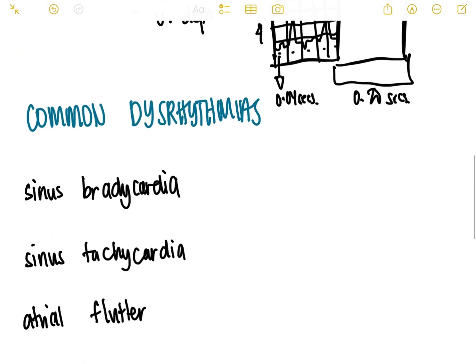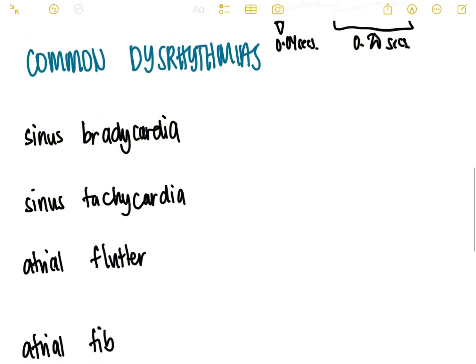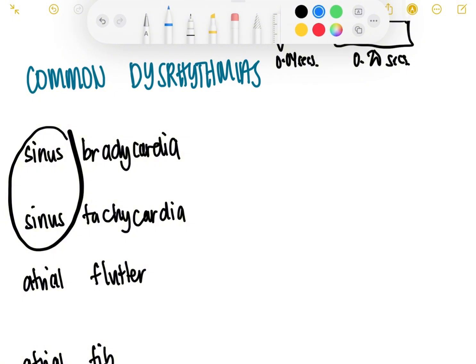Now, let's talk about the common dysrhythmias or arrhythmias or irregular heart rhythm. So, first, we have sinus bradycardia and sinus tachycardia. Okay, bakit pareho silang sinus? Ano bang ibig sabihin ng sinus? When we say sinus rhythm, this basically means normal rhythm. Okay? Normal ang rhythm. So, in here, you have sinus brady and sinus tachy. Ibig sabihin yan, yung rhythm niya, normal.